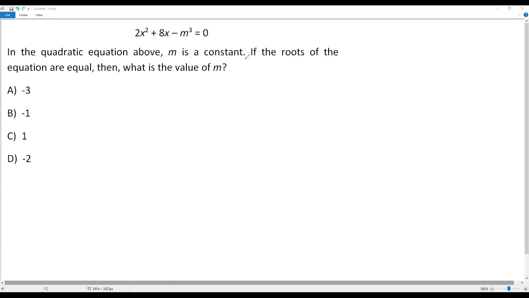Here we have a SAT math problem. Okay, let's go to the question. 2x² + 8x − m³ = 0. In the quadratic equation above, m is a constant. If the roots of the equation are equal, then what is the value of m?